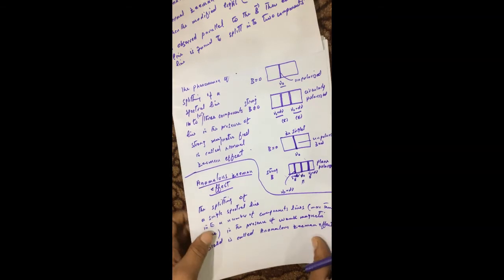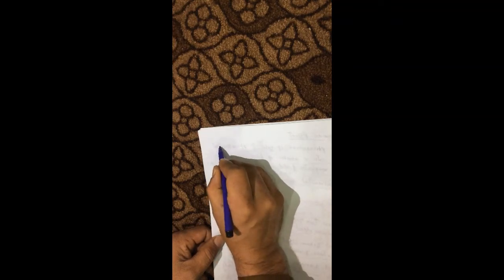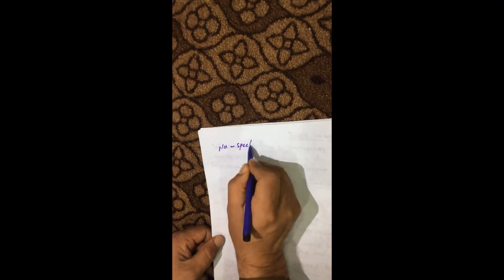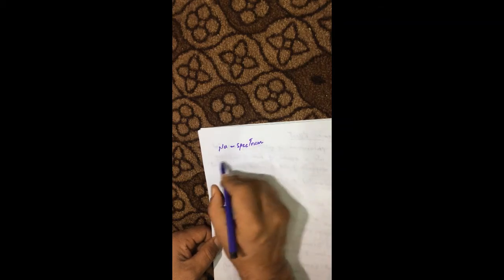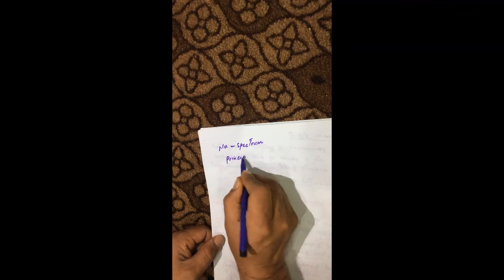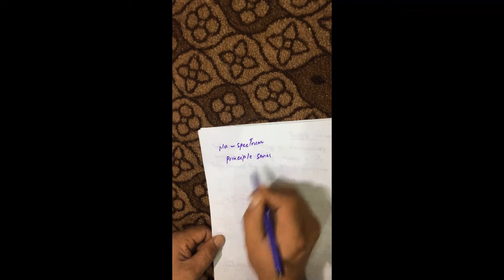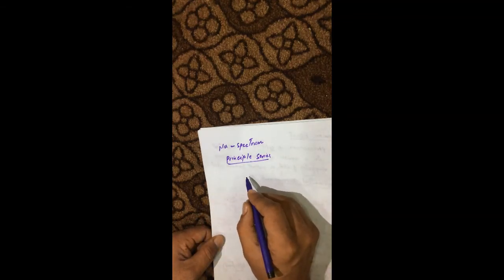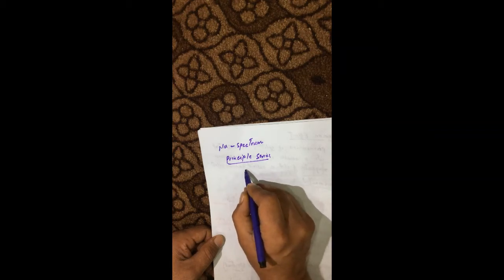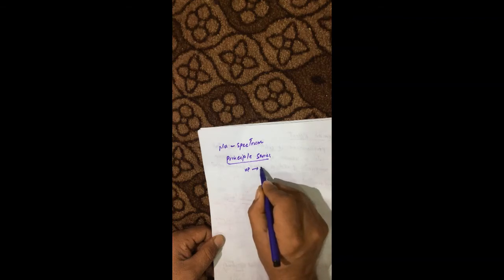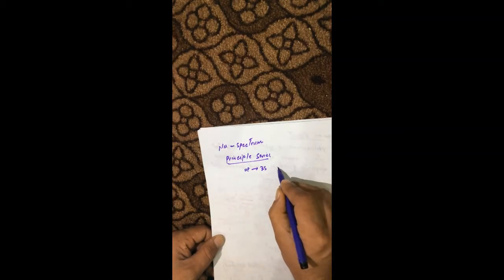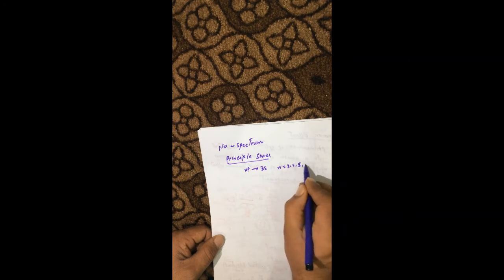Now, as I already discussed in the spectrum of sodium, we have the principal series, and the principal series comes from the transition from nP to 3s, where n is 3, 4, 5 and so on.